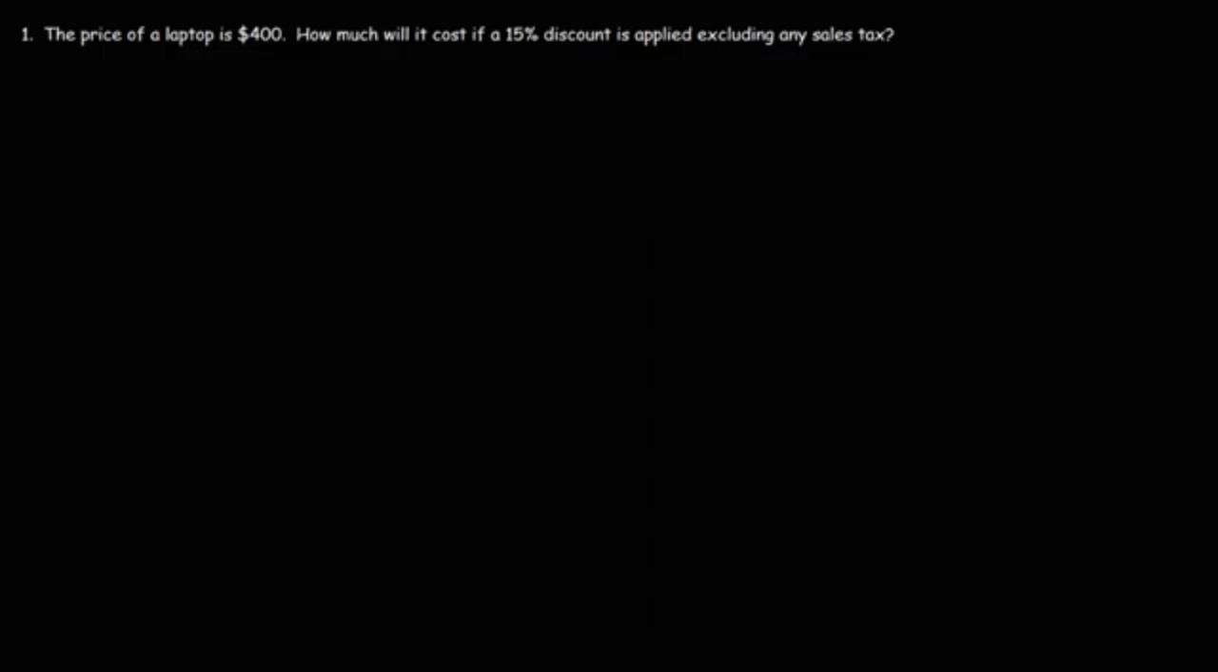Well, the first thing we need to do is find out how much 15% of 400 is. So what is 15% of 400? Well, let's see if we can do this mentally. First, let's determine 10% of 400. To find 10% of anything, just move the decimal 1 unit to the left. So 10% of 400 is 40.